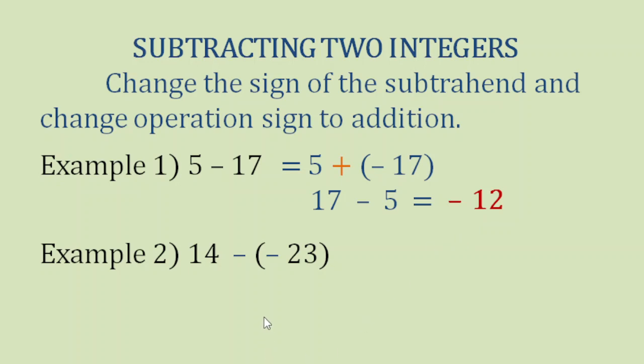Example number 2. First, again, we are going to change the sign of the subtrahend. So this 14 minus negative 23 becomes 14 plus 23. And obviously the two integers are positive integers, so we will just add them. That gives you 37 and the common sign is positive, so that's positive 37 or just 37 without attaching the positive sign.